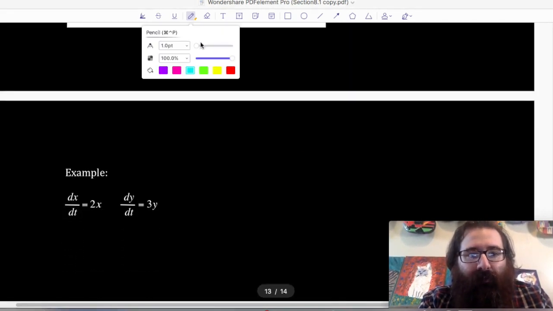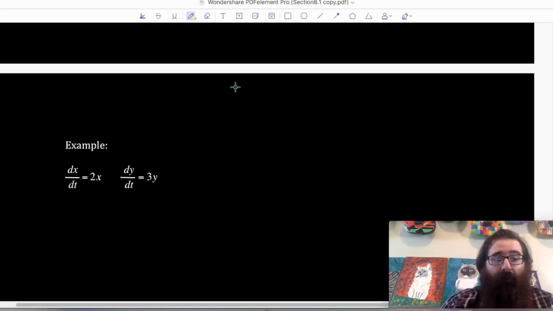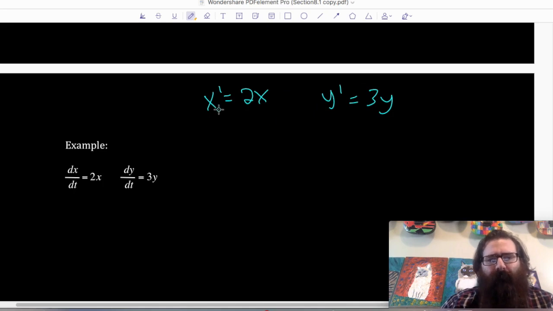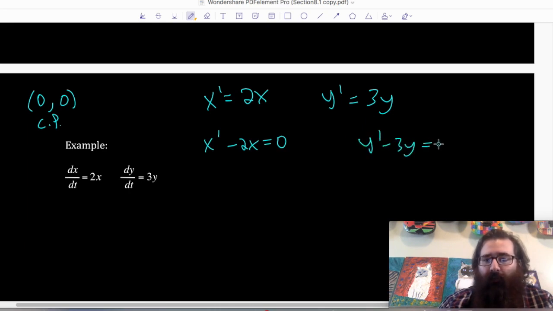Let's take a look at one more example, and then we'll talk more about this and be able to generalize even further. We're going to bring eigenvalues into play in the next lecture. And here we have x prime equals 2x, y prime equals 3y. And you can see if x prime is equal to 0, then x would be 0. If y prime is 0, then y would be 0. So we have a critical point at 0, 0. These ones aren't so bad. If I want to solve them, I can just use the characteristic equation. So x prime minus 2x equals 0. And then here, if I want to set this equal to 0, y prime minus 3y equals 0.